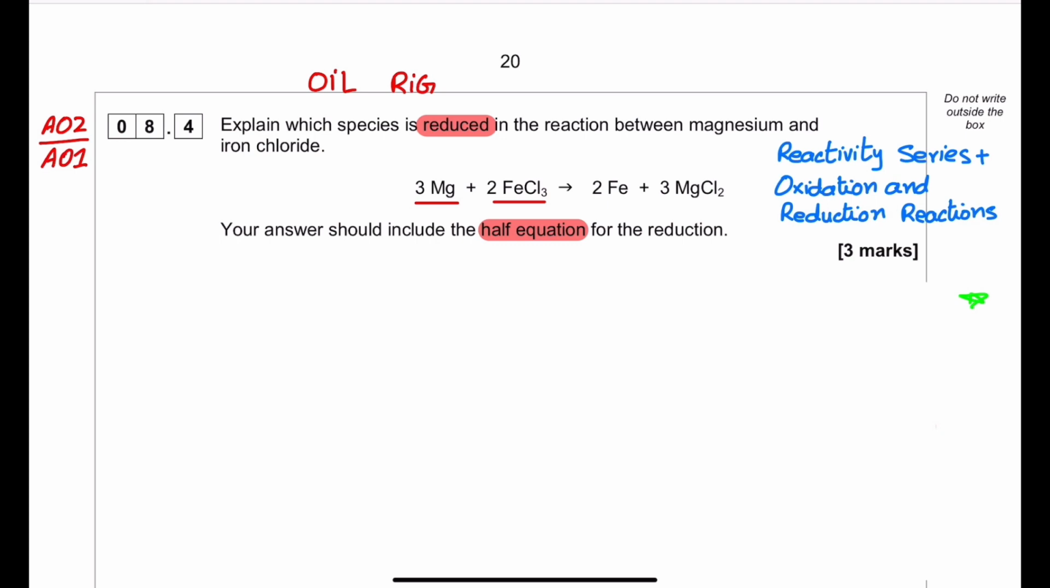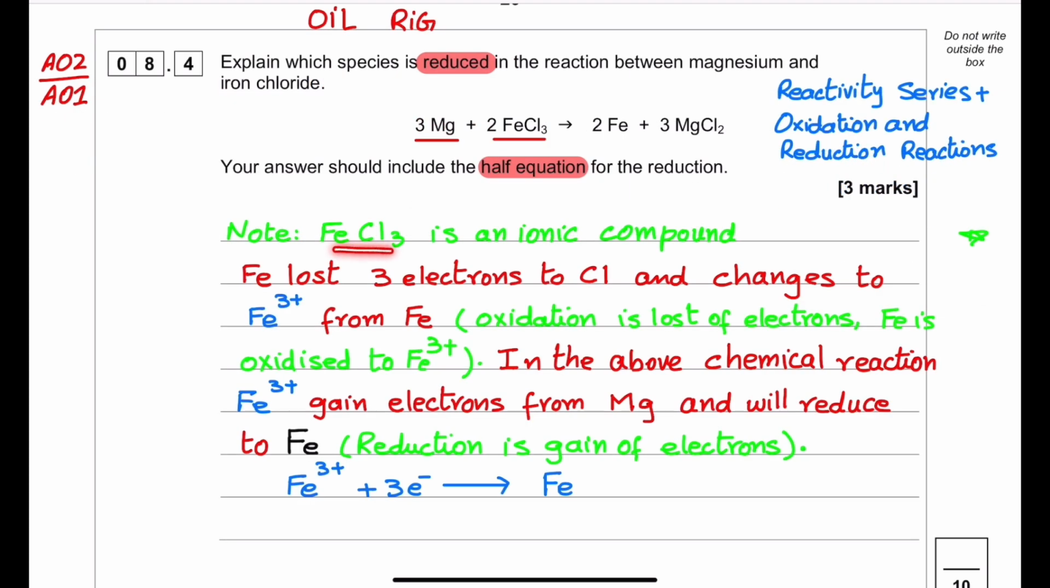Let's see the model answer. FeCl3 is an ionic compound. Iron lost 3 electrons to chlorine and changes to Fe3 plus from Fe, and we use the definition of OIL RIG. Oxidation is the loss of electrons, so Fe is oxidized to Fe3 plus.